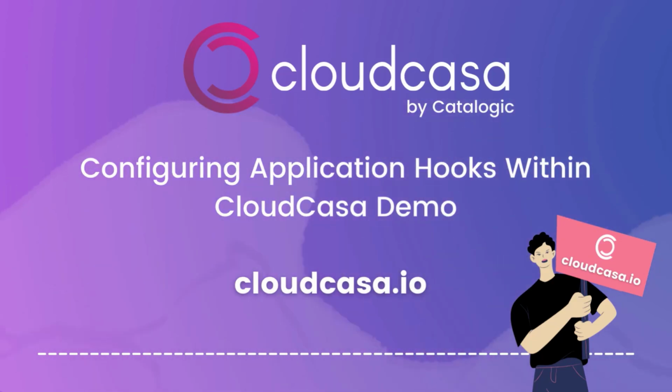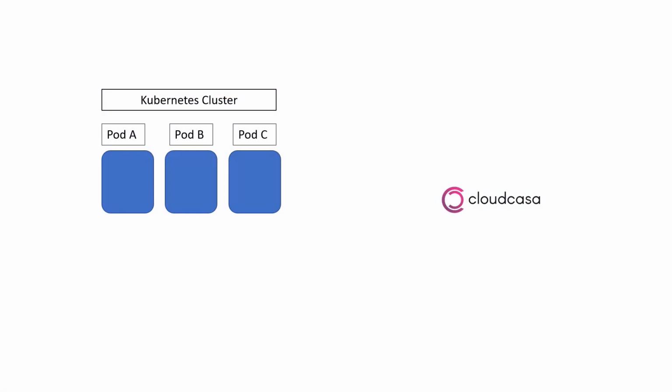And in this video demonstration, we'll be talking about configuring application hooks within CloudCasa. So think of an application hook as a pre or postscript that can be invoked within a pod on your Kubernetes cluster when you're running backup and restore jobs in CloudCasa.